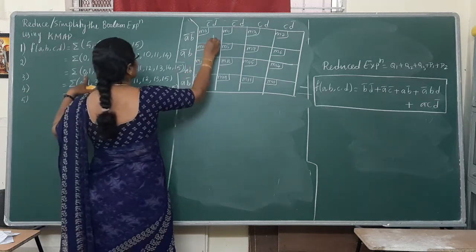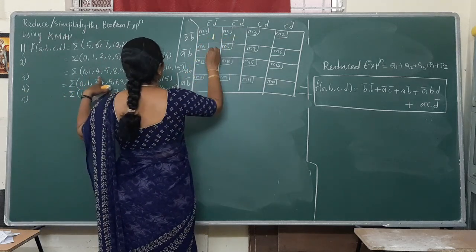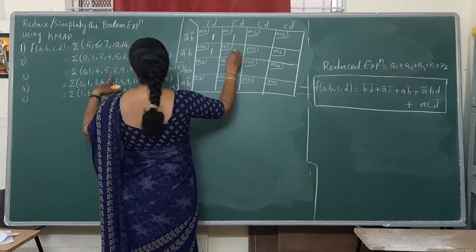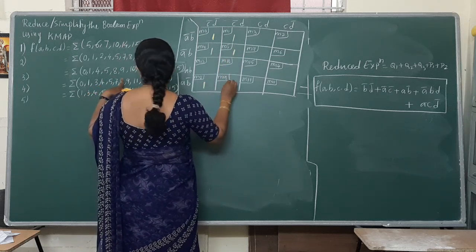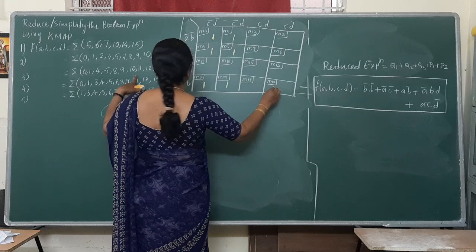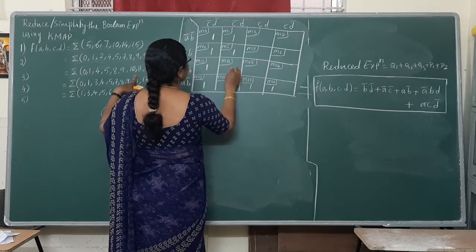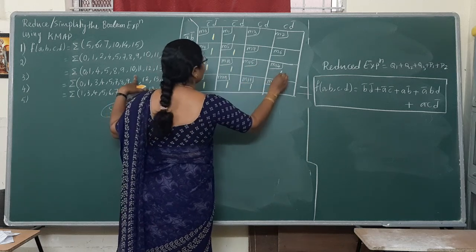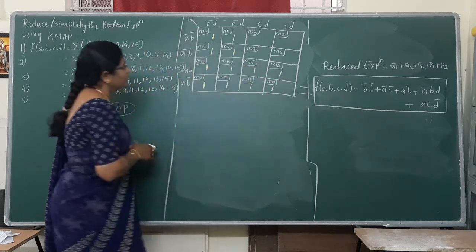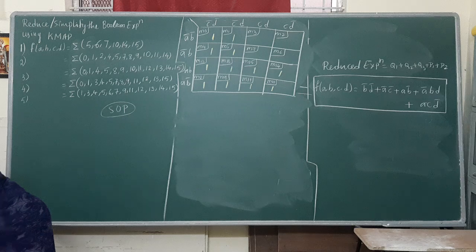0 is present, 1 is present, 4 is present, 5 is present, 8 is present, 9 is present, 10 is present, 11 is present, 12 is present, 13, 14, 15. Please concentrate here on how you are going to get the group.